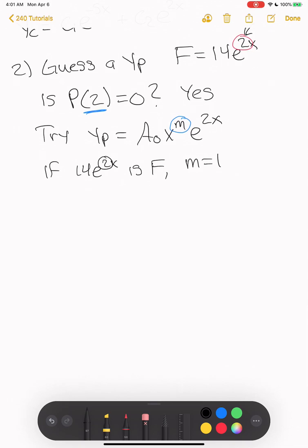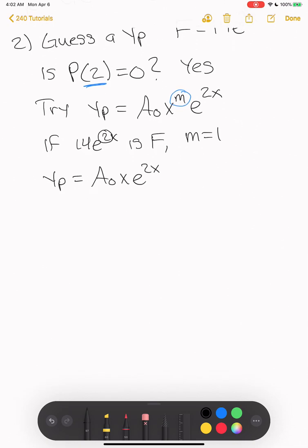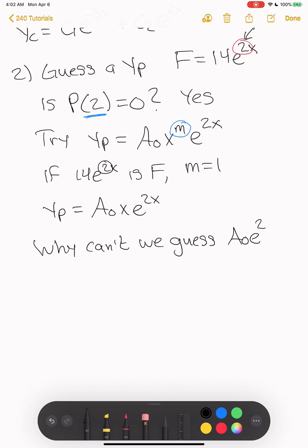But m is 1 here, and so our particular solution is going to be a naught x e to the 2x. All right. So let's do a little bit of a digression. So why can't we guess the original guess? I'll call it what it actually is, the usual trial solution. It was just a naught e to the 2x, okay?